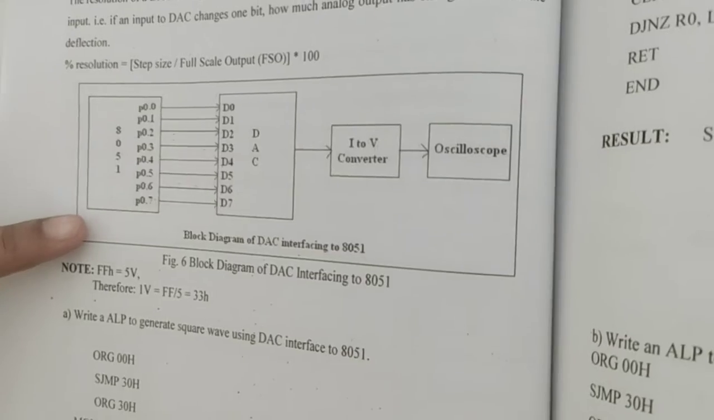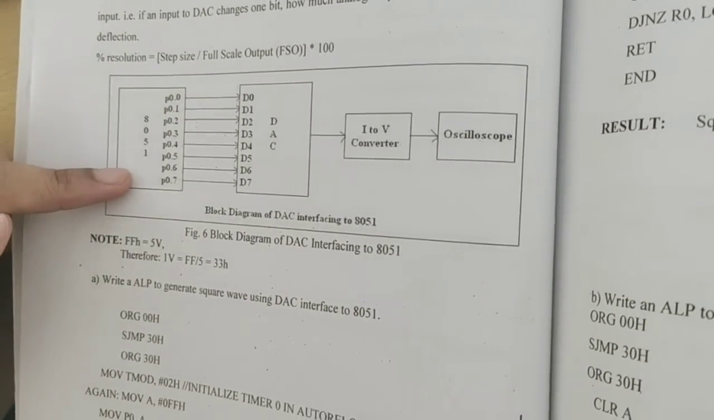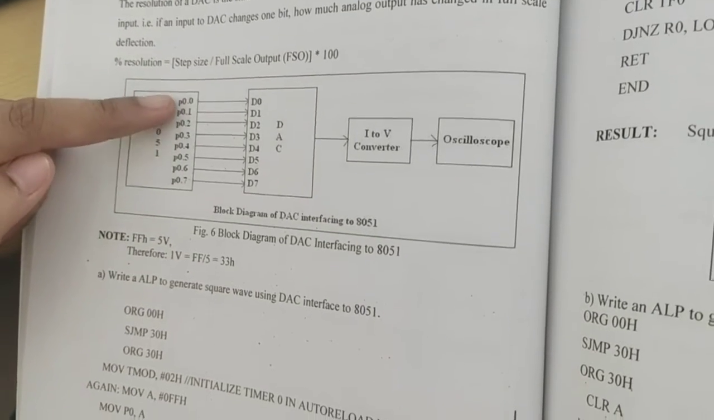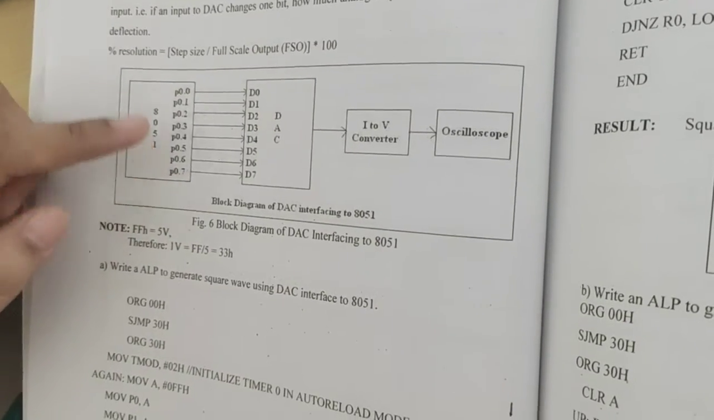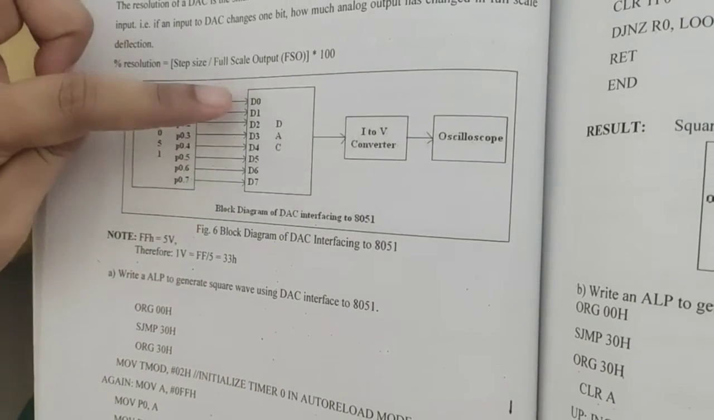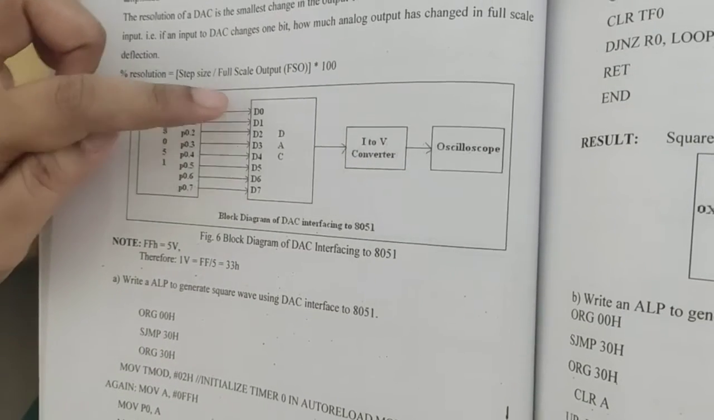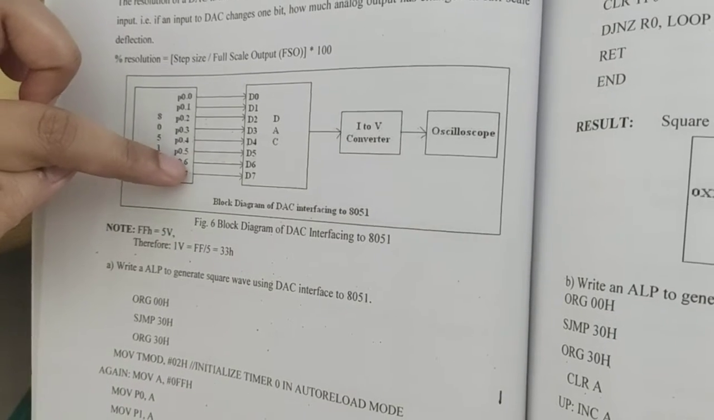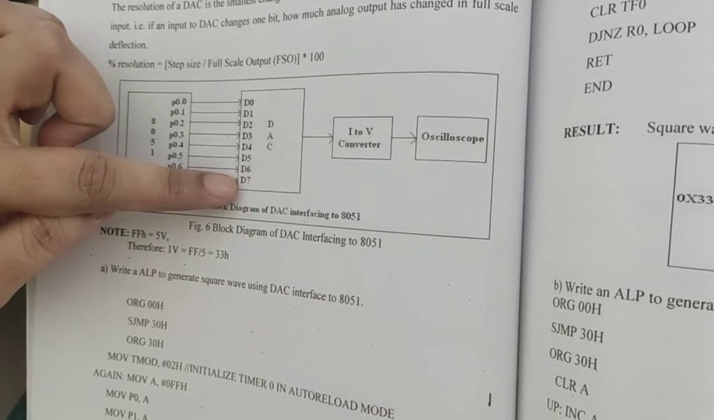First, the 8051 chip is used, and all the port 0 pins, P0.0, P0.1, P0.2 till P0.7, are connected to the 8 pins of the DAC, that is D0. Port 0.0 is connected to D0. The same way till P0.7, that is pin 7 of port 0, is connected to D7.